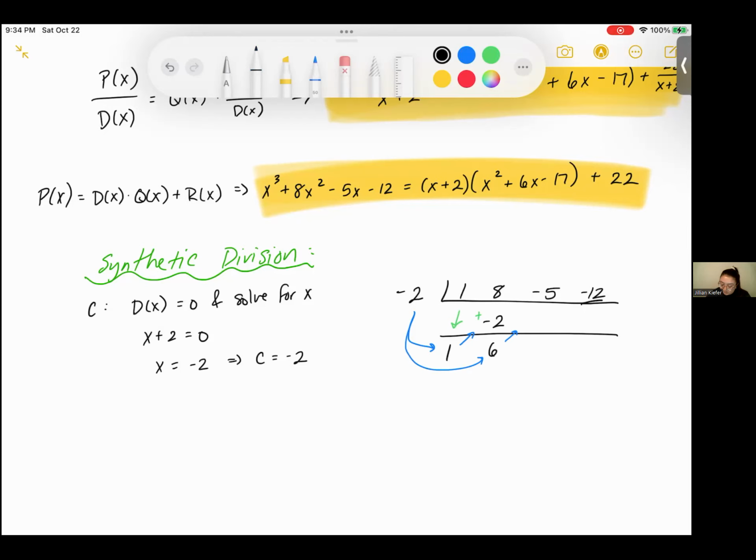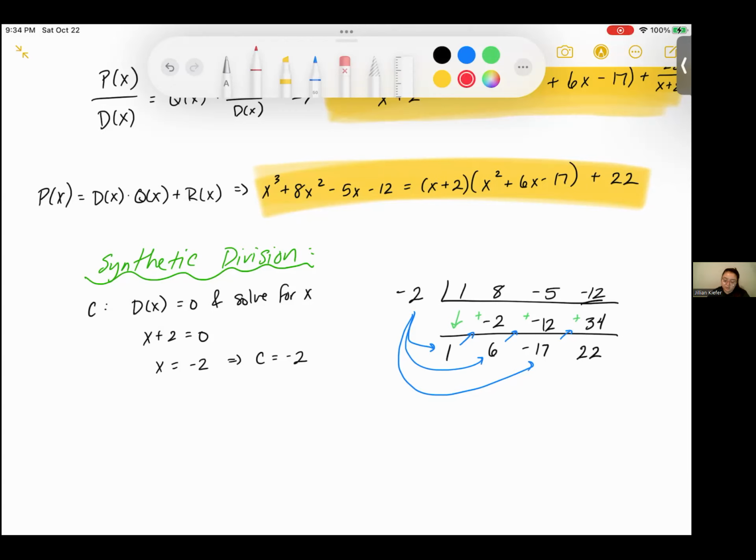Negative 2 times 6 would be negative 12, and you add the column. Negative 5 plus negative 12 would be negative 17. Then one more time, negative 2 times negative 17 is positive 34. Add the column. Negative 12 plus 34 would be equal to 22. So there we go. We found all of the values of our quotient and our remainder.